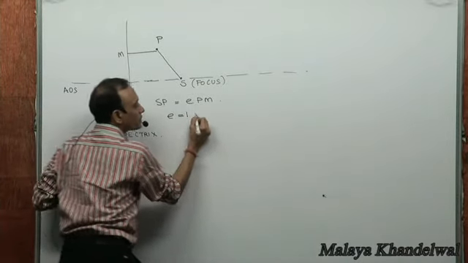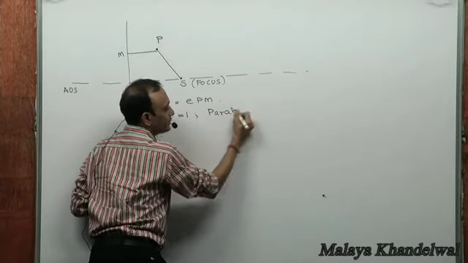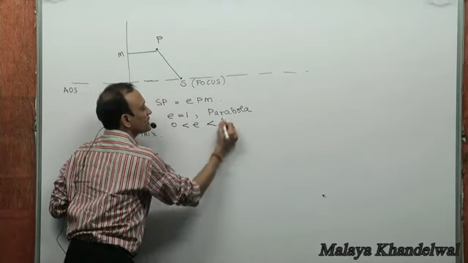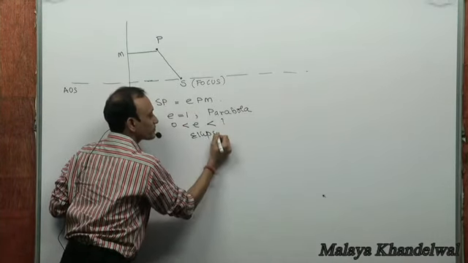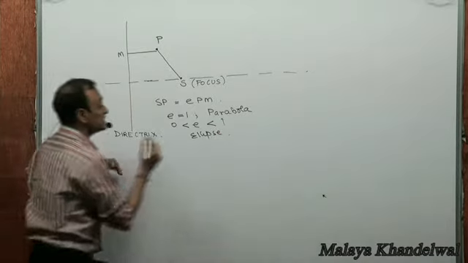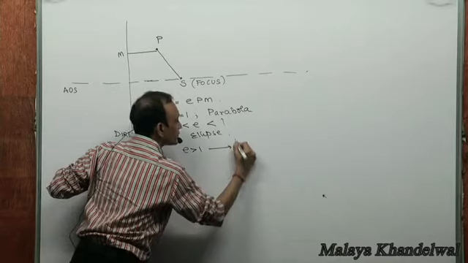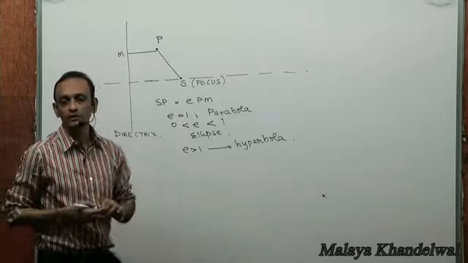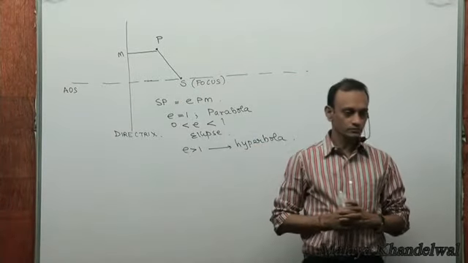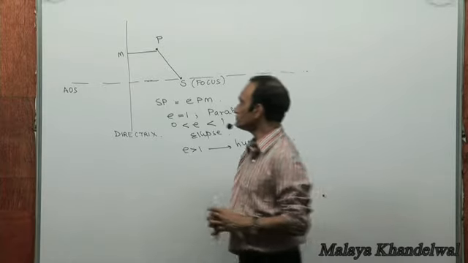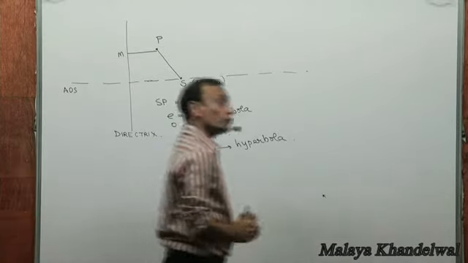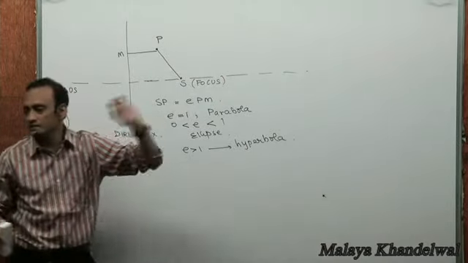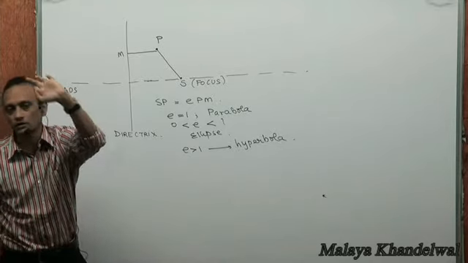E equal to 1 gives me what? A parabola, right? E greater than 0 but less than 1 gives me what? An ellipse. And this time we will look at E greater than 1, which is of interest to us as of now, which is a hyperbola. E greater than 1 would be a hyperbola. Now, without reinventing the wheel, let me share a few things. So this SP by PM is a constant. That's the basic premise of all conic sections.